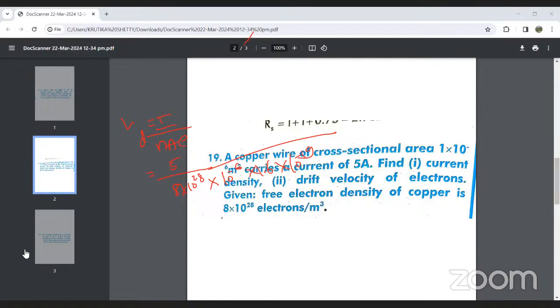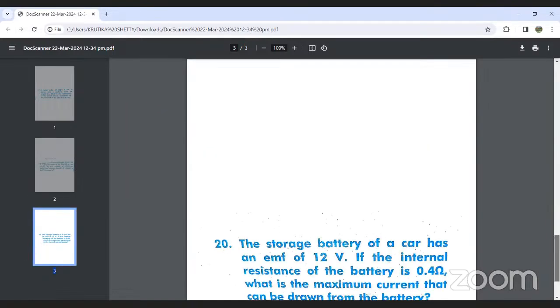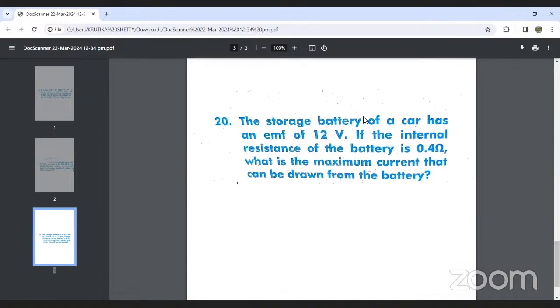Okay. So the last question for today's class. The storage battery of a car has an EMF of 12 volt. If the internal resistance of the battery is 0.4 ohm, what is the maximum current that can be drawn from the battery?